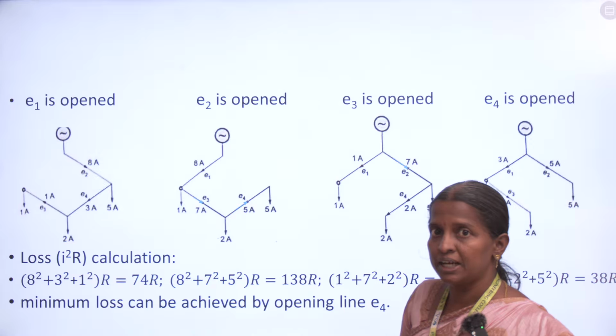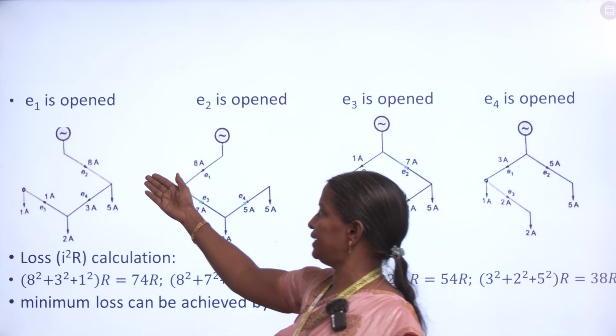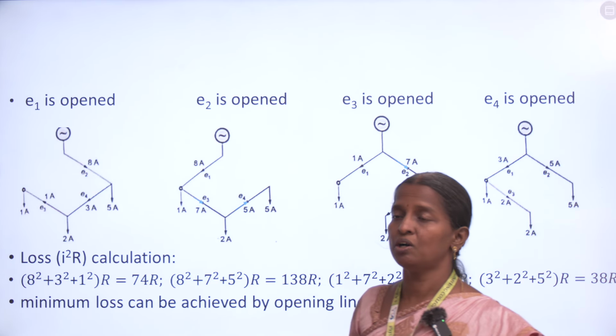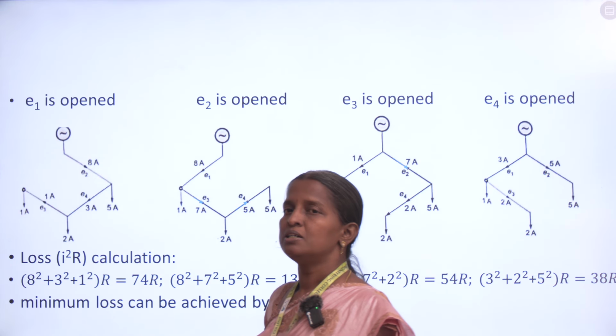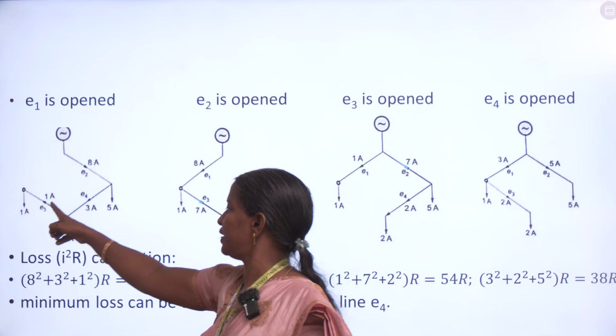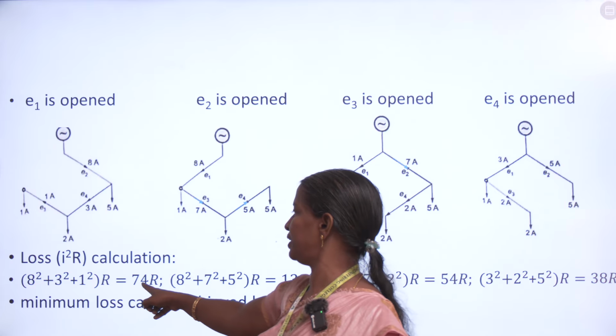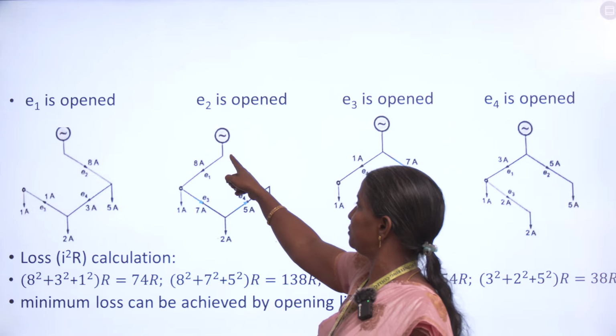What is the formula for power loss? I square R. I can add all the things because the impedance values are the same, so it is not necessary to worry about the R value. So I square R means 8 square plus 3 square plus 1 square. What is the answer I am getting? 74 into R. Similarly, the next one is E2 has been opened.